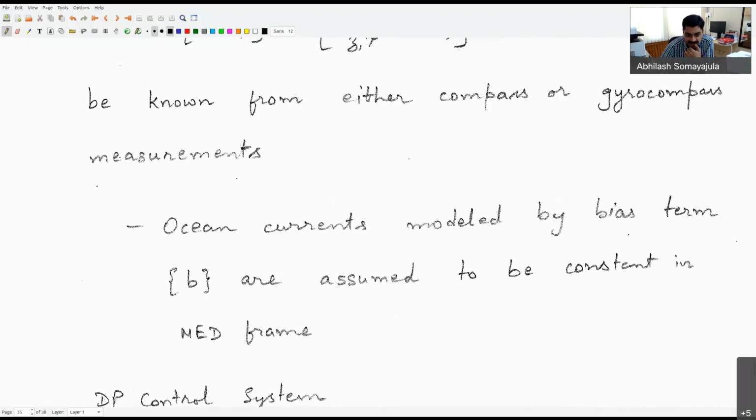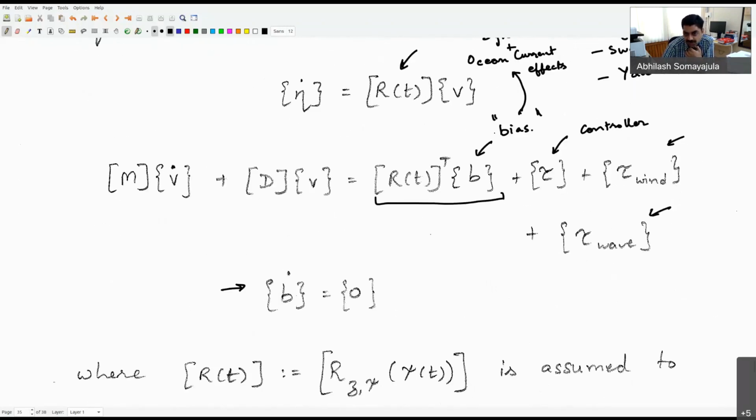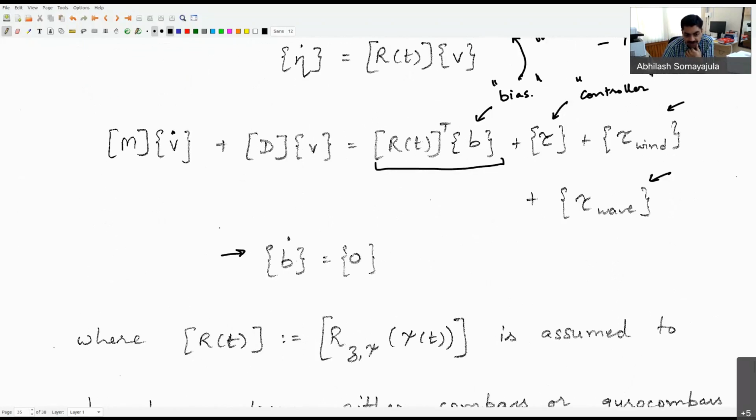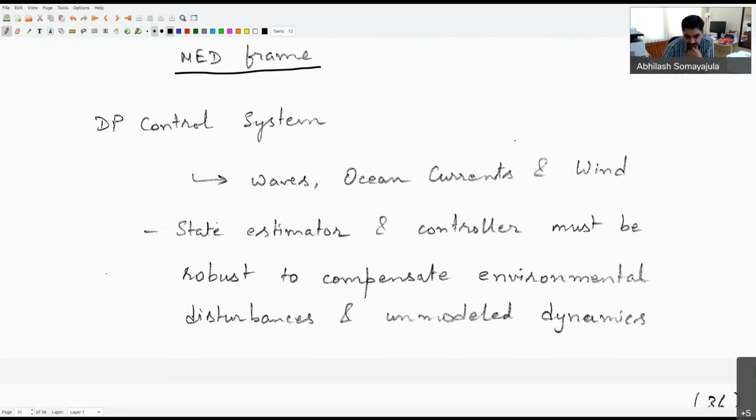All right. Again, as I said, these ocean currents are modeled by this bias term and are assumed to be constant in the NED frame. So when we now start to look at this system and we want to control it, we want a controller which can ensure that a desired path or a desired set point is followed. Then we will specify it in terms of our typical PID controller. The only difference here is that we have to worry about the effects of the waves, and the effects of the ocean currents and the wind, separately.